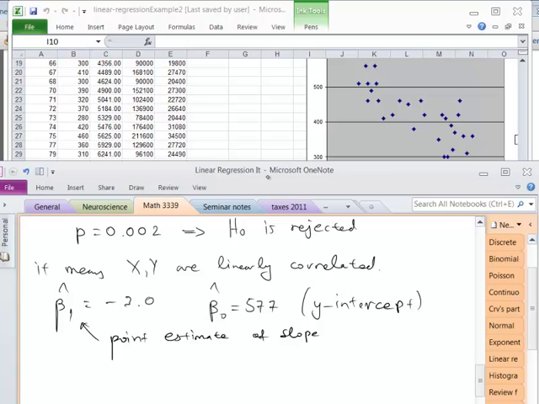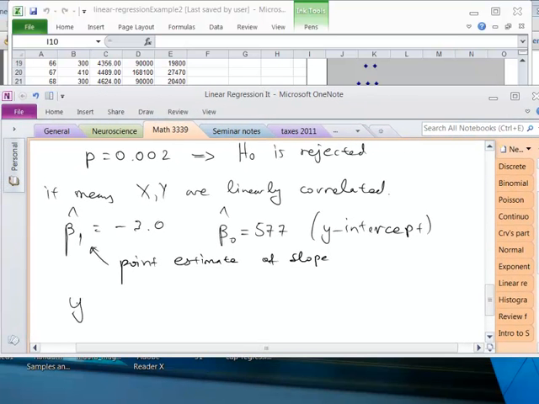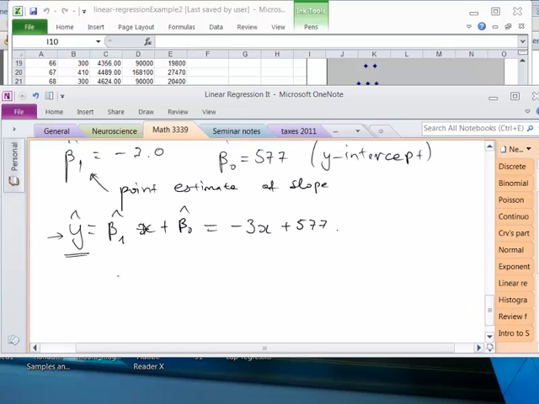And now the regression line is y hat. It's always proper to put the hat because that means point estimate. That's what the hat means. Since the slope and the offset are point estimates, the value of the variable y will also be a point estimate. So that would be negative 3 times x plus 577. So this is the linear regression line.